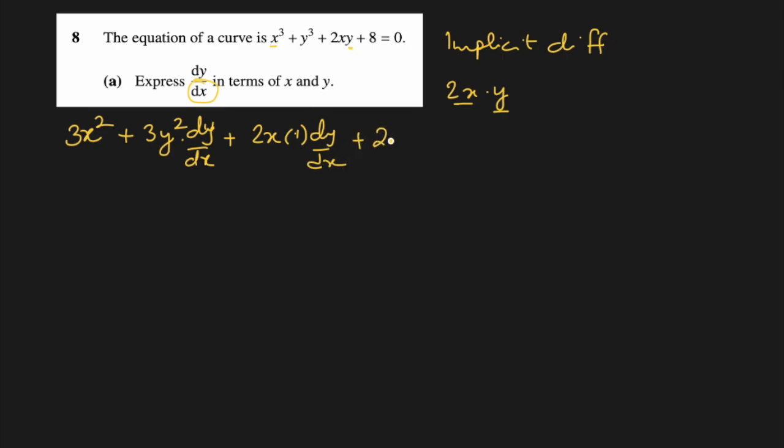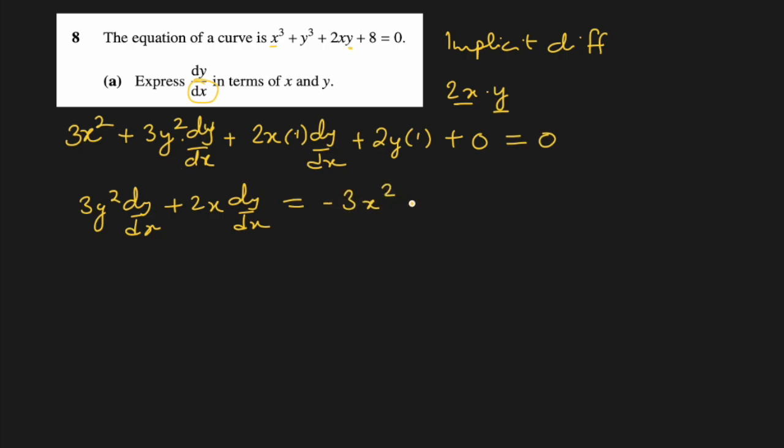Then we will write 2y and differentiate x. No need to write any dy dx because we differentiated just x. And differentiation of 8 is 0, which is equal to 0. Keep the dy dx on the left side only: 3y square dy over dx plus 2x dy over dx. Bring others here: minus 3x square minus 2y.